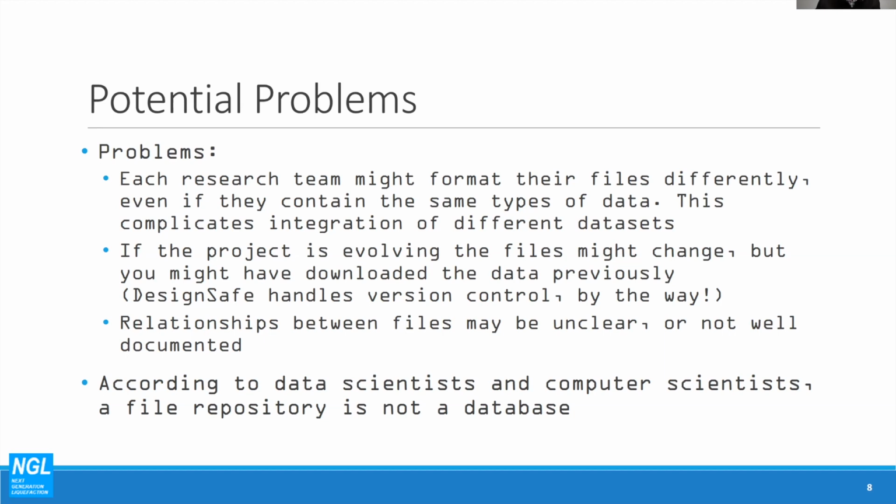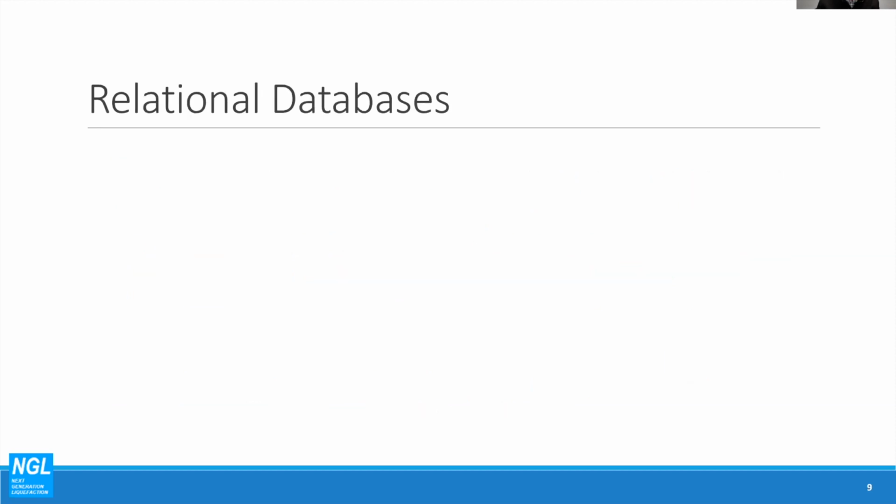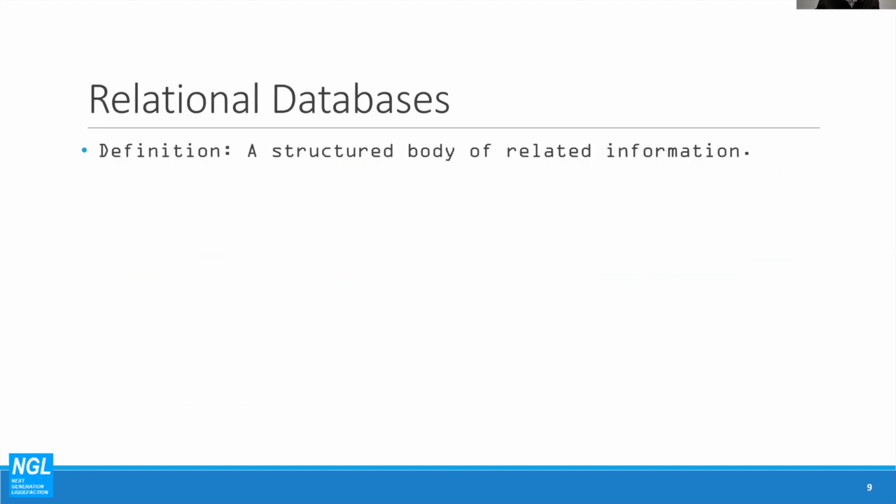So according to data scientists, this sort of file repository is not a database. So when we're talking about databases, if we're talking to computer scientists, they're going to think of something different, and not just a repository of files, like the Design Safe Data Depot, for example. So they'll think of relational databases.